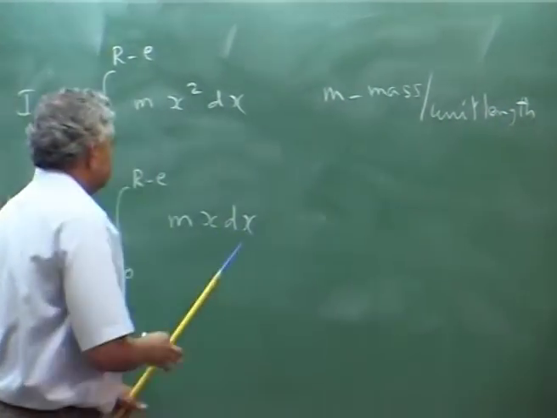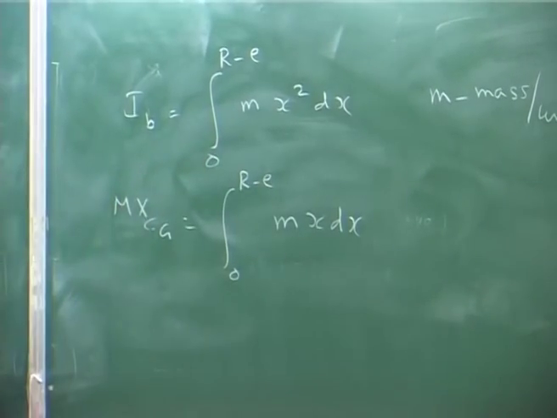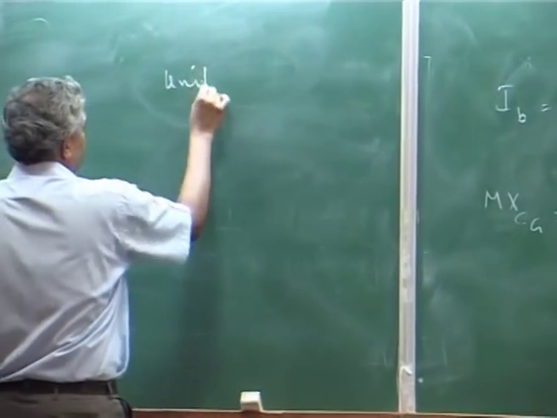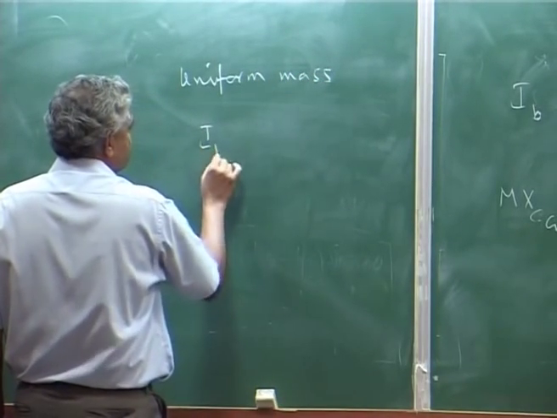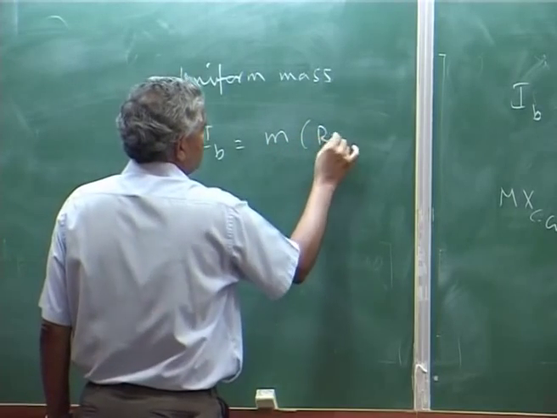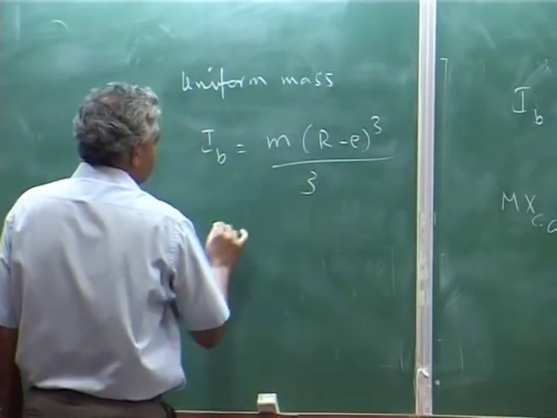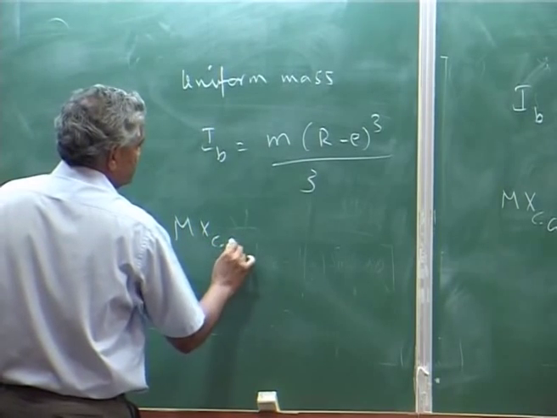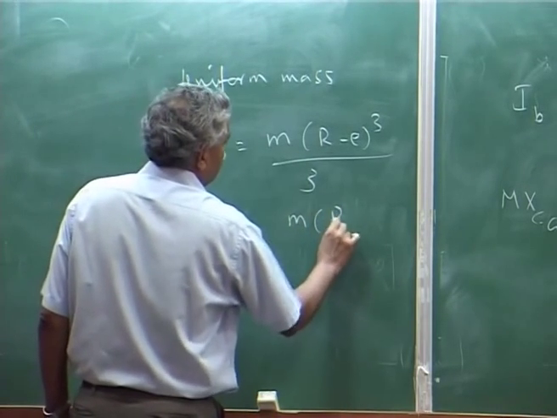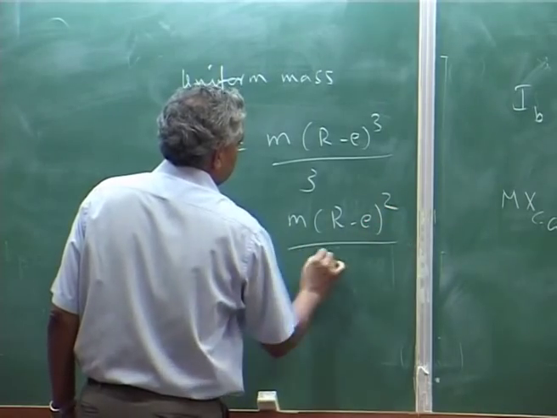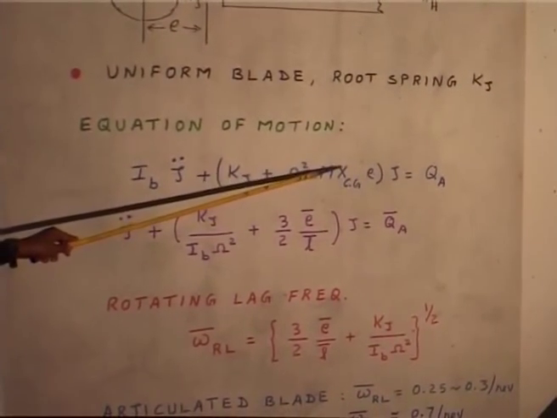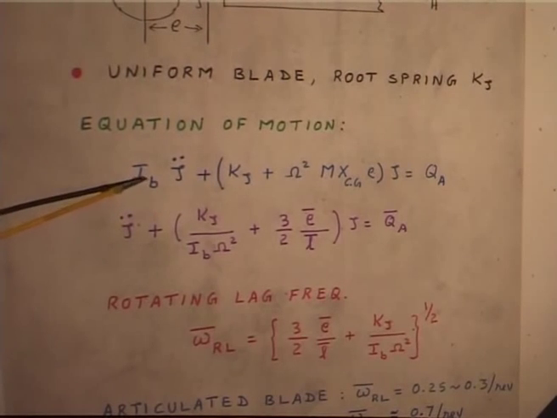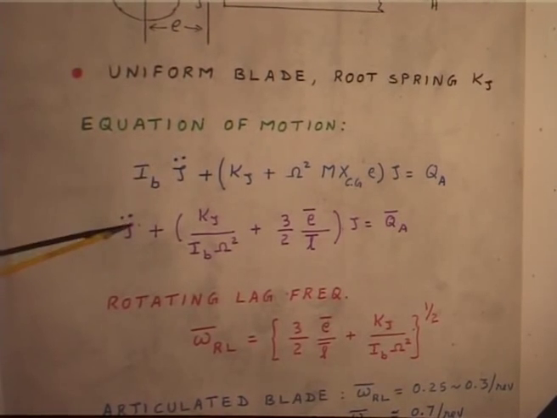So, if you have uniform mass, you will have I_B is m r minus 3, because I am just writing what I wrote last class, and m x_CG becomes m. Okay. This is for uniform mass. So, if I substitute for the uniform mass case, I divide by I_B, convert it into non-dimensional time.